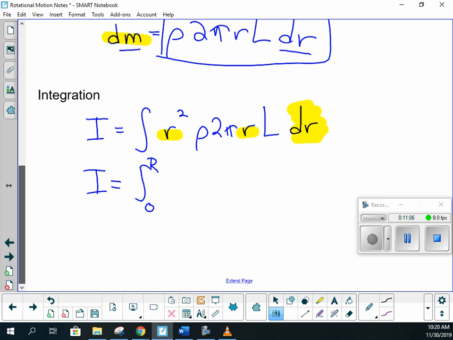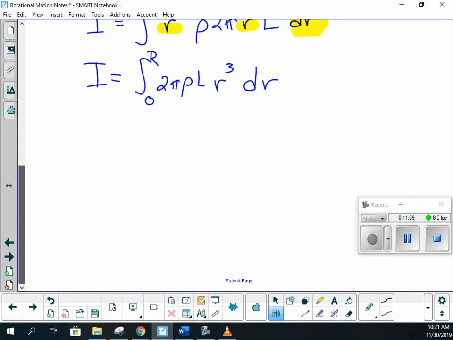And then we are going to combine our two r's together. So we've got r cubed, and then we will have all of our constants, 2 pi rho L, times dr. Just to make things a little bit simpler, we can take all of our constants and pull them out in front of the integral because they are just constants. They aren't going to change or vary.